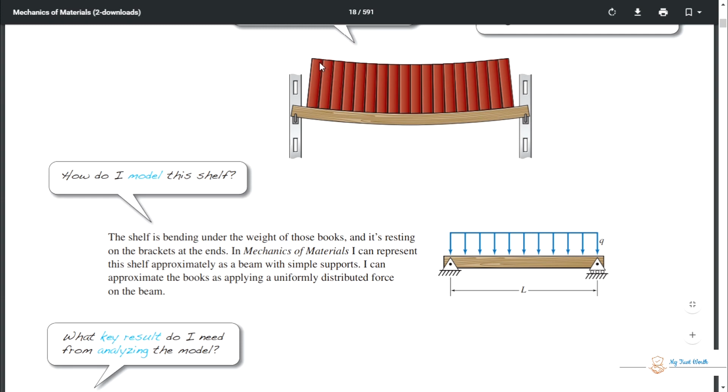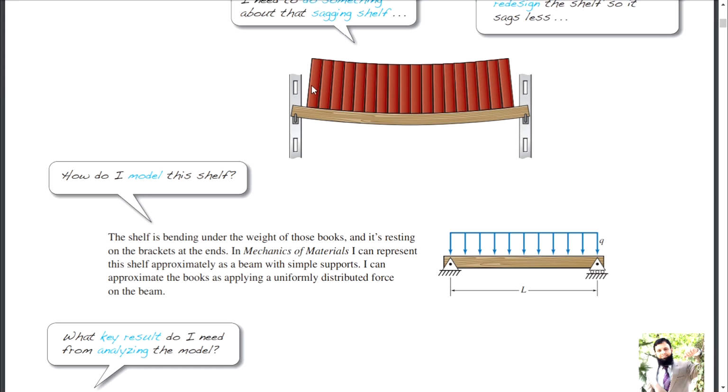So you can see that this is the mass, which will be in kg. You have to convert that into force. Force is equal to mg, mass times gravity, force due to gravity. So mass multiplied by g, mg. That will be converted into q, that is force.